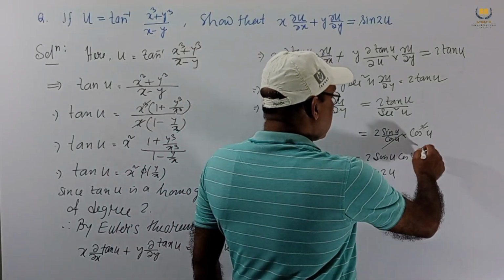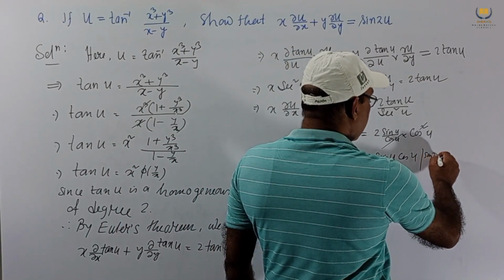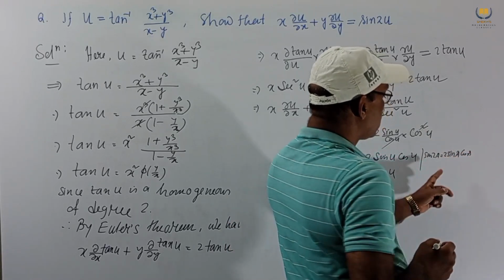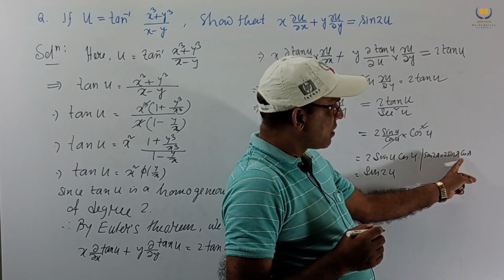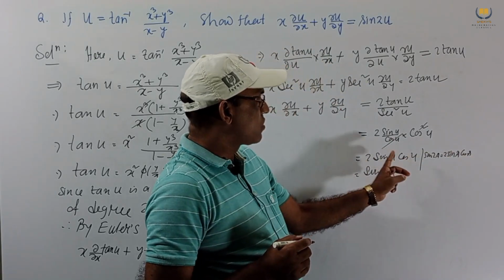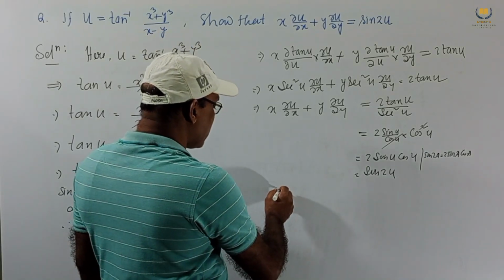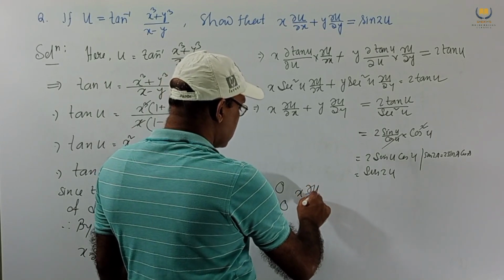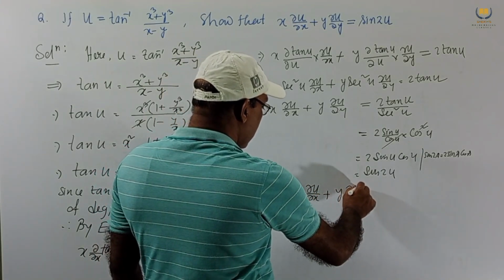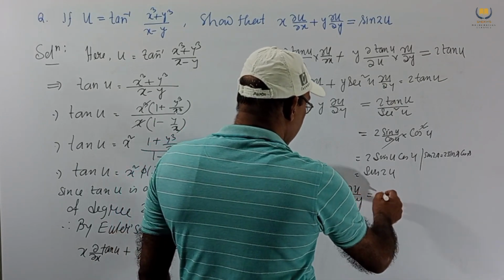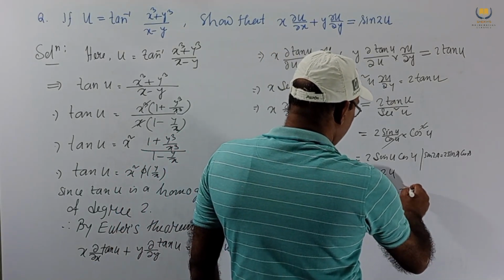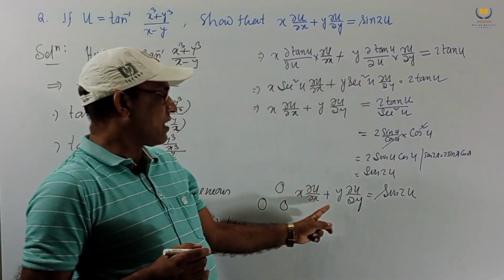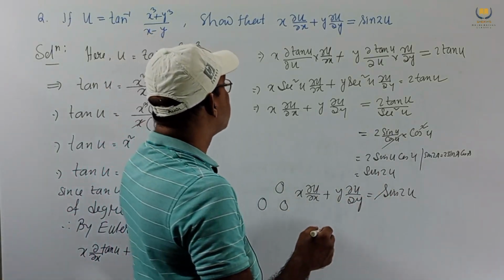We know this formula, sin 2a equals 2 sin a cos a. So 2 sin a cos a means sin 2a, and 2 sin u cos u means sin 2u. Therefore we get x ∂u/∂x + y ∂u/∂y equals sin 2u. This is the proof.